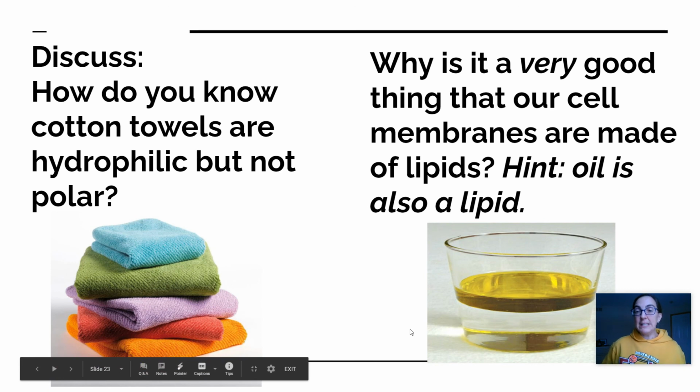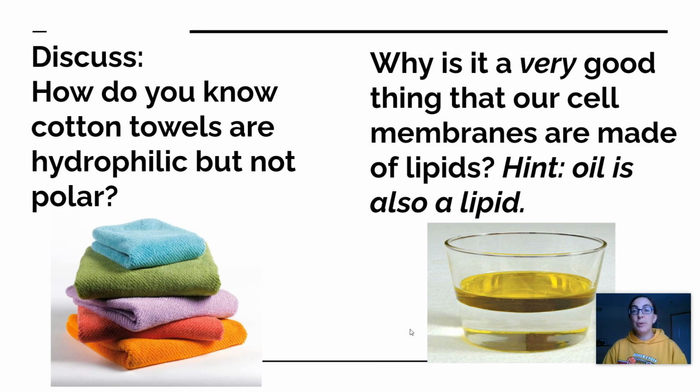Here's another one that gets a little more specifically at the biological importance of this. Why is it really good that our cell membranes are made of lipids? You can look at that picture and remember oil is a type of lipid. In this picture, you can see that the oil does not mix with water, which means oil is hydrophobic. Lipids as a group are mostly hydrophobic molecules, which is really good for our cell membranes because we would not want our cell membranes to dissolve in water. The whole point of a cell membrane is to separate the inside of your cell from the outside in that aqueous environment where there's lots and lots of water. So they need to be made of substances that are not attracted to water.